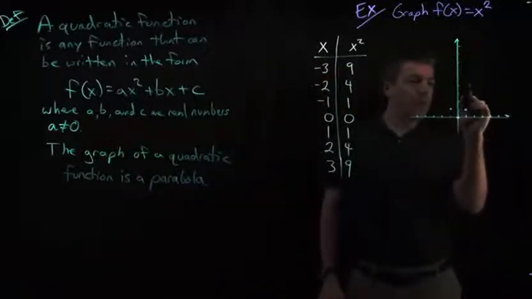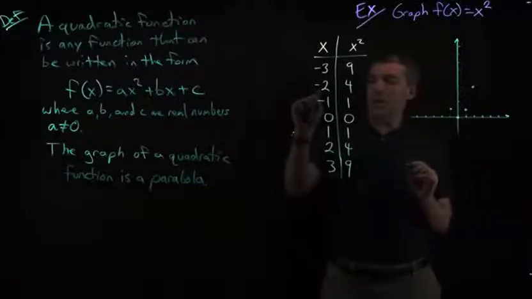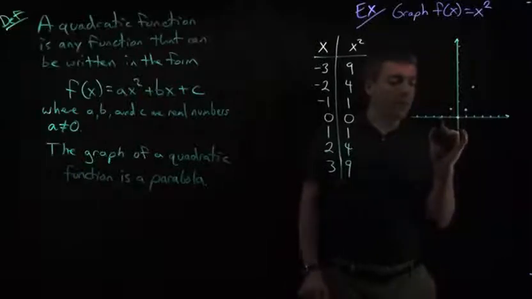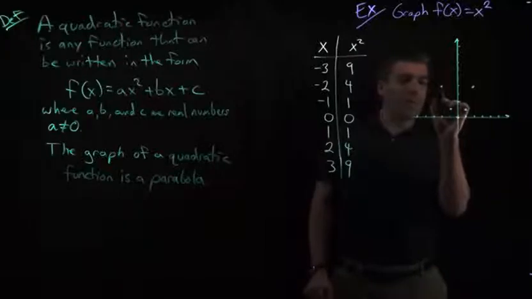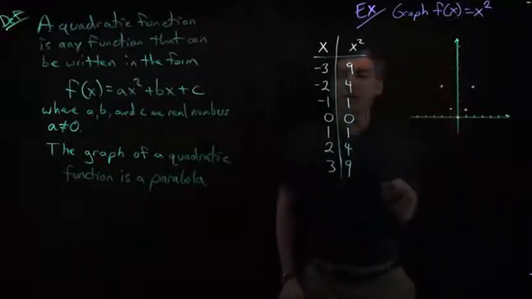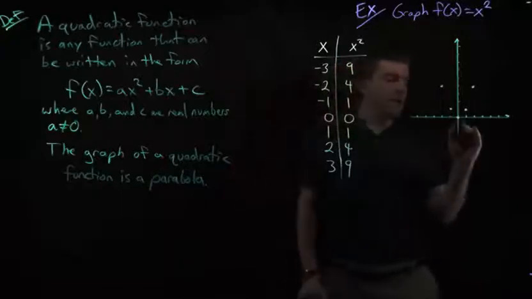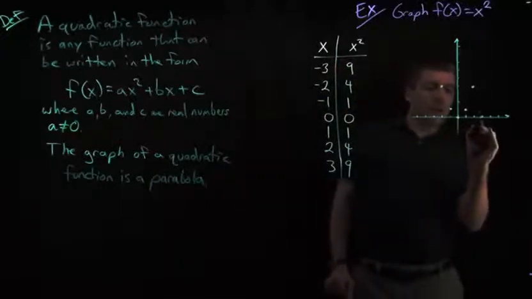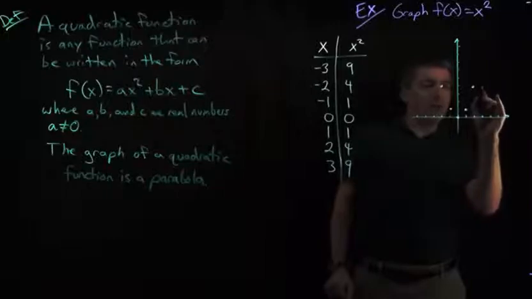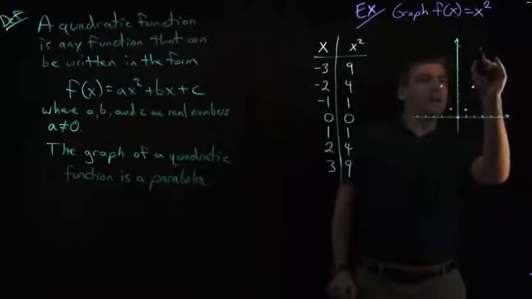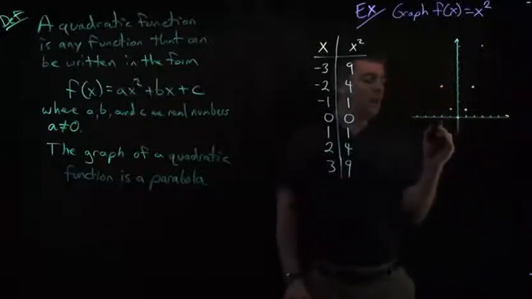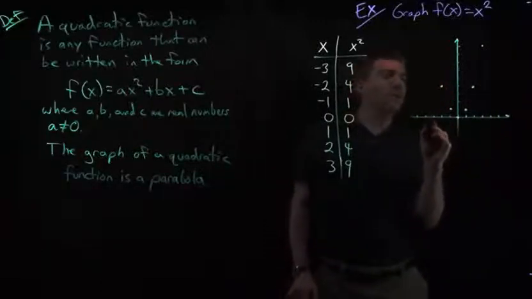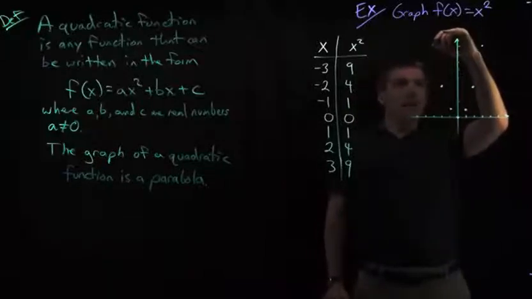1, 2, 3, 4. And we also have negative 2, 4. Over 2 to the left, and 1, 2, 3, 4. All right, we have 3, 9 and negative 3, 9. 1, 2, 3. And we'll go up 1, 2, 3, 4, 5, 6, 7, 8, 9. And we'll go through to the left and also up 9.